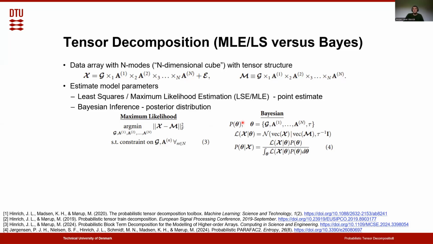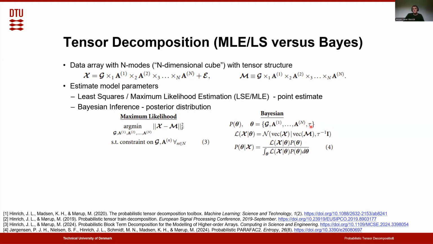It's very similar to what you do in Bayesian statistics. You specify prior distributions on your parameters theta, and here theta is just the set of your random variables, which is your core array, your factor matrices, and, in this simple model, the noise precision. The noise precision is just the inverse of the variance, but for deriving Bayesian models, it's often nice to write in noise precision rather than noise variance.